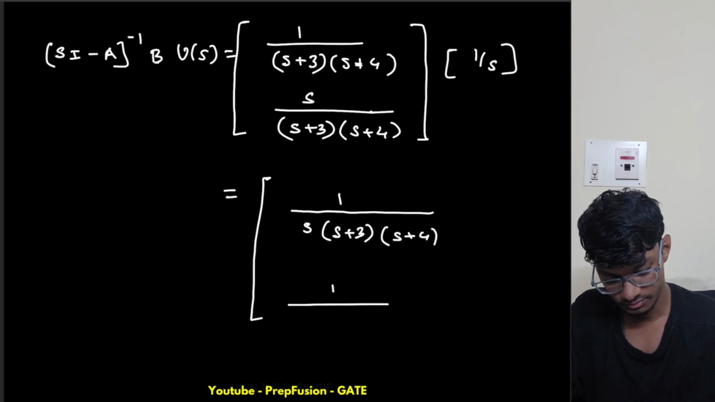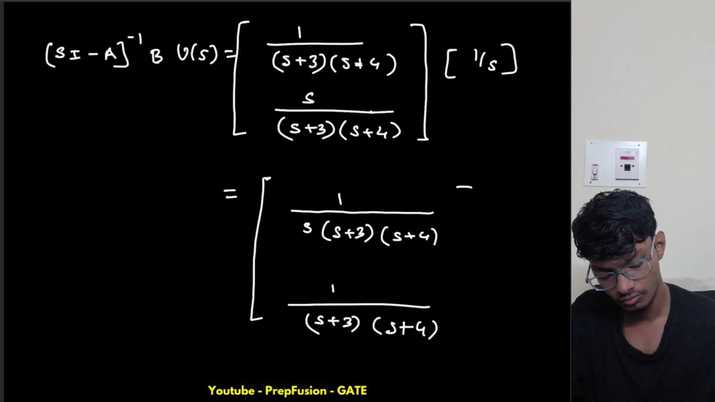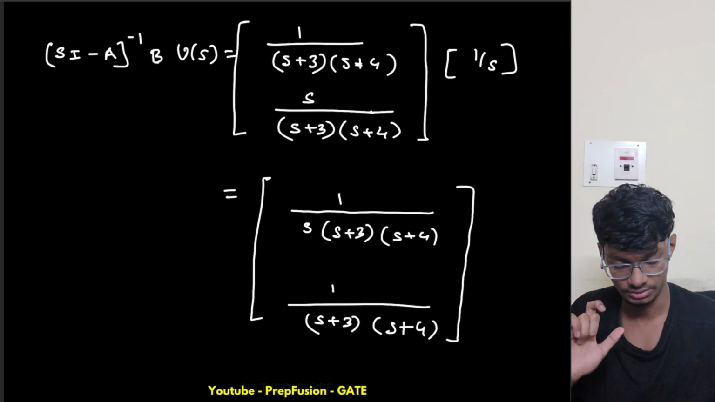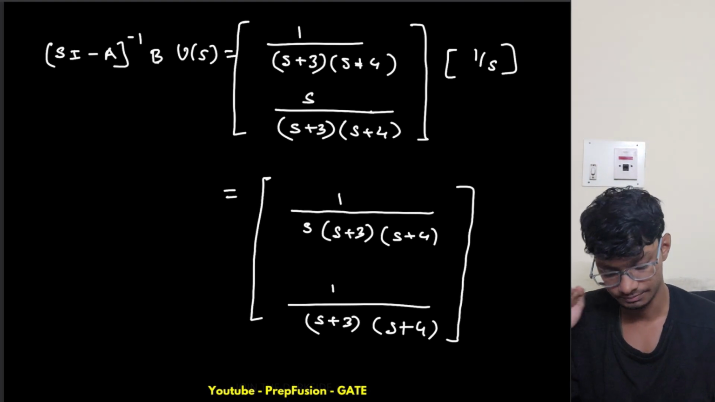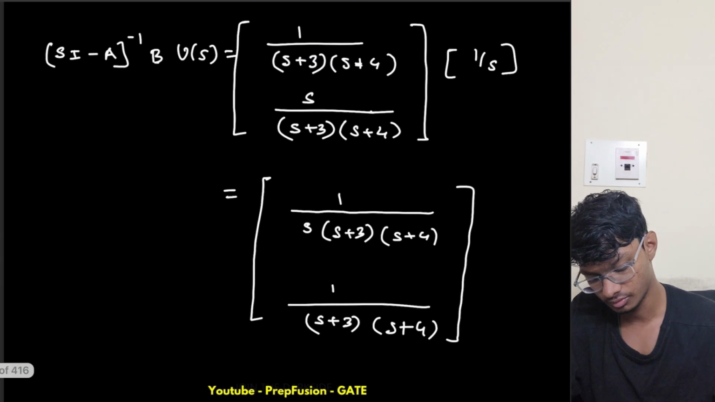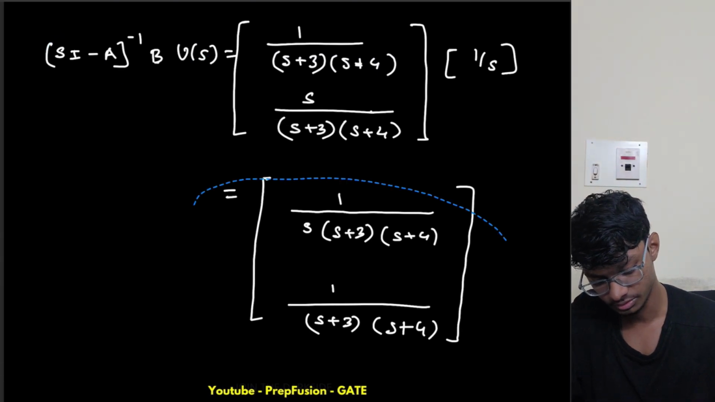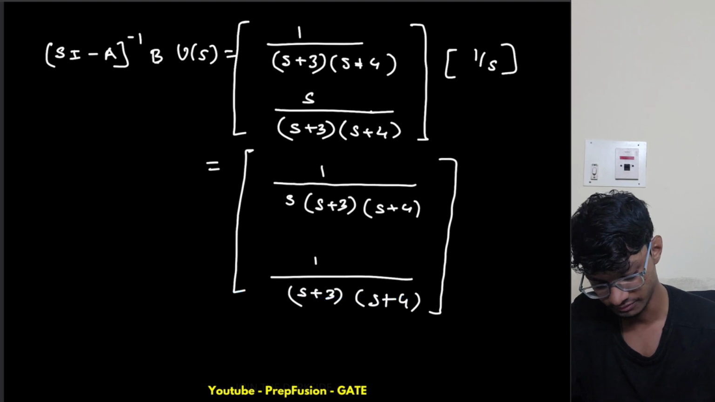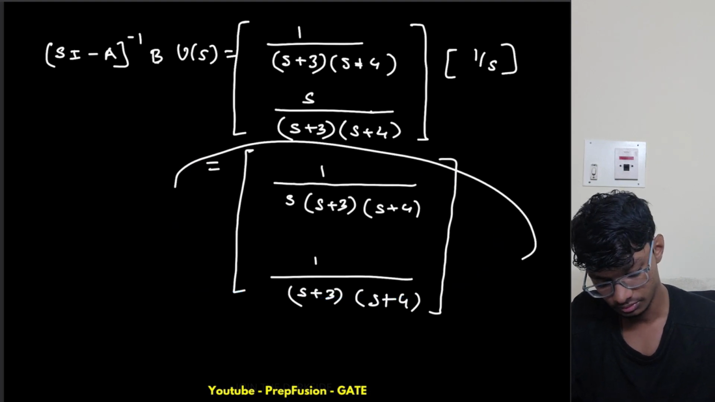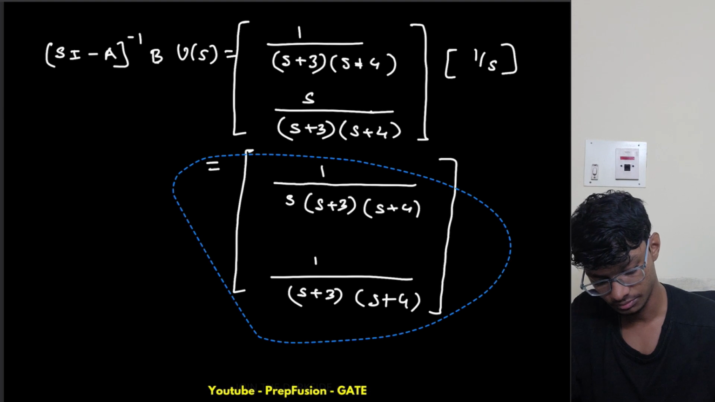And this becomes 1 by s plus 3 s plus 4. Now we take the Laplace inverse. So again, if I copy this, let me break this down first, because in terms of partial fraction, let me copy this here.